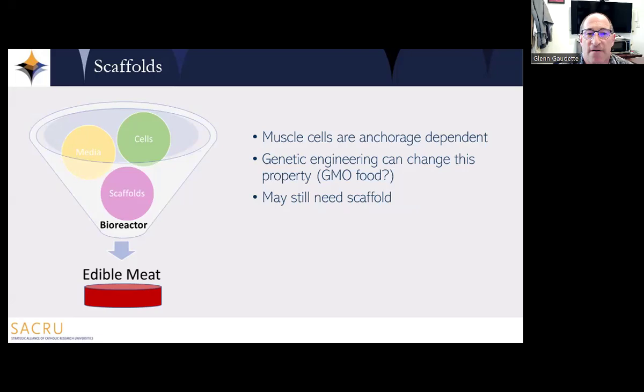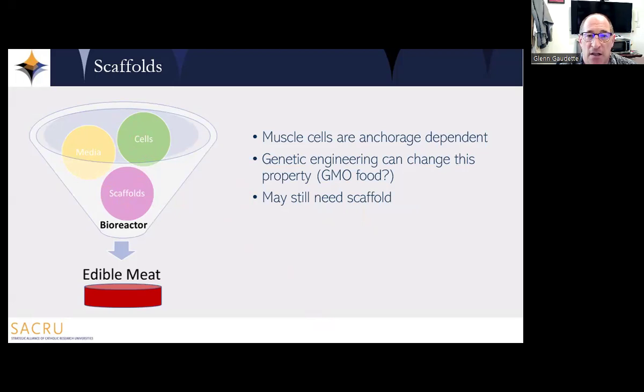Well, what about scaffolds? Moving on to the next in the list here, we talked about cells. Let's think a little bit about scaffolds for a minute. Most of the muscle cells are what we call anchorage dependent. That means they need to grab onto something. They need to hold on to something or else they're going to die. And so that's the scaffold.